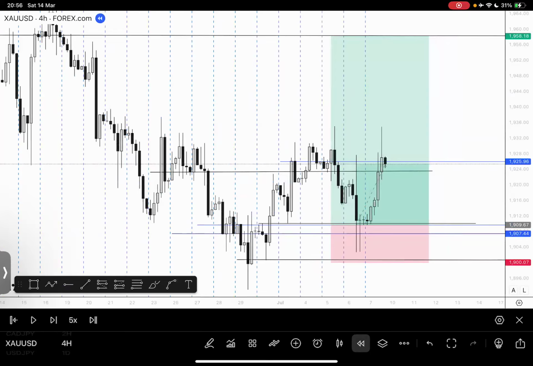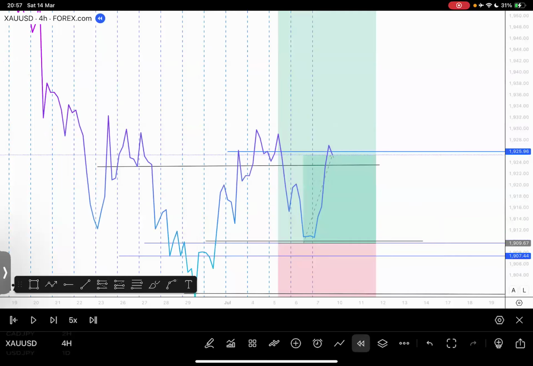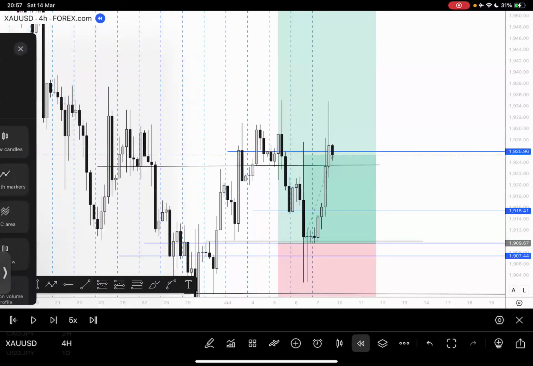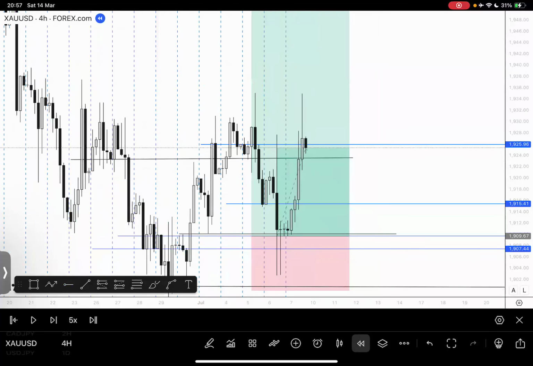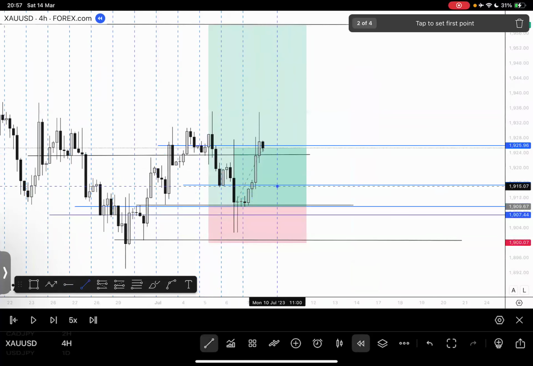So entry number 1 is already locked in. For entry number 2, I usually use QM or Apex levels. So let's see if market will come back to this level for my entry number 2. This will be my entry number 2, and this will be my liquidity.